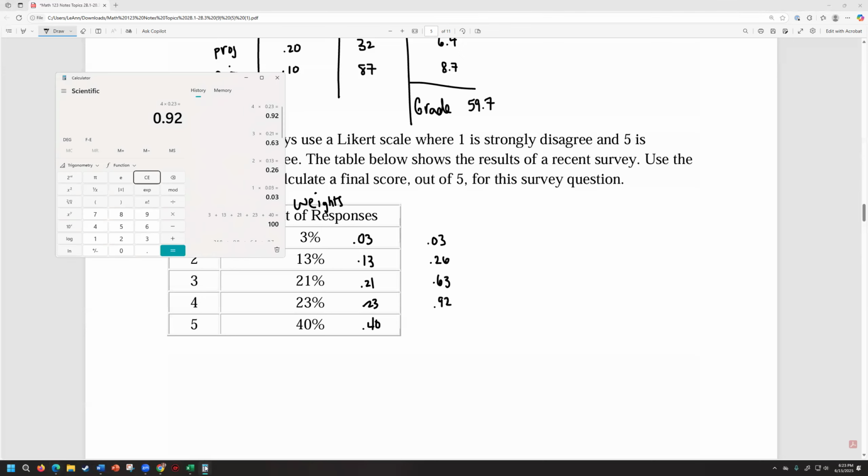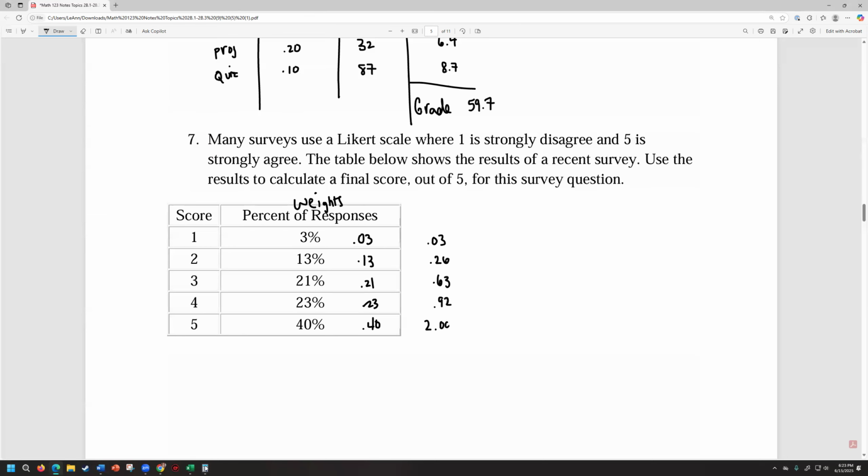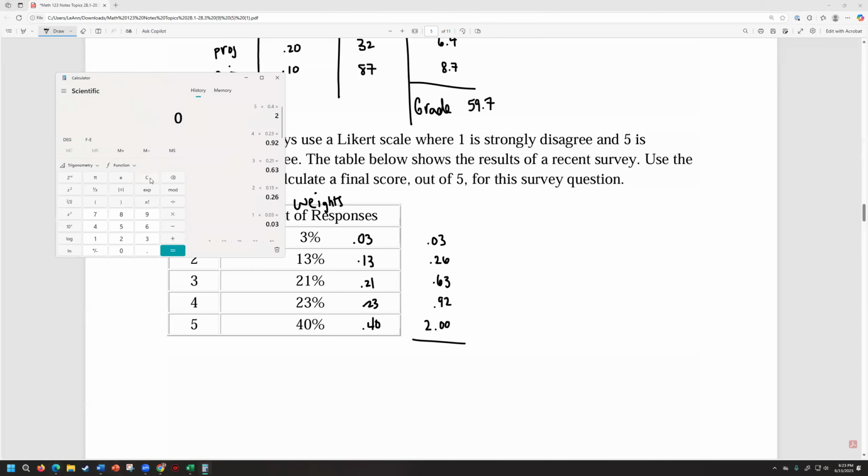And 5 times 0.4 is a 2. So 2.00, if we want to line those decimals up. So if we add this together, this would be the average score between 1 to 5 that they were seeing. So 2 plus 0.92 plus 0.63 plus 0.26 plus 0.03.